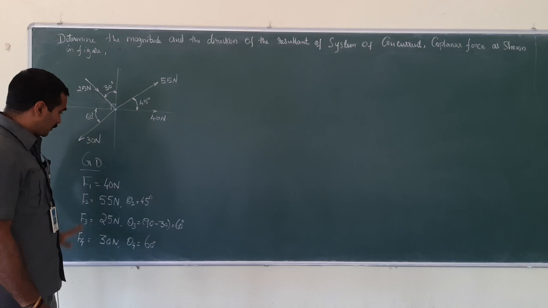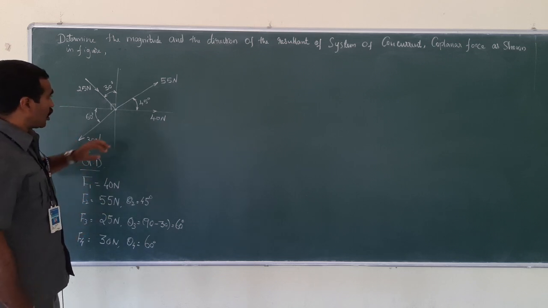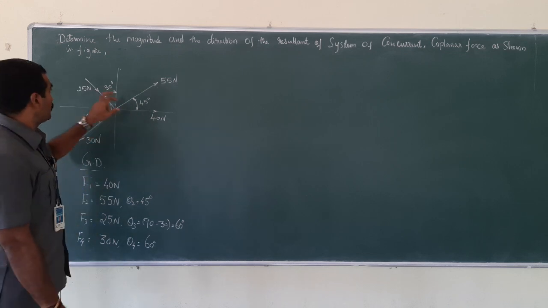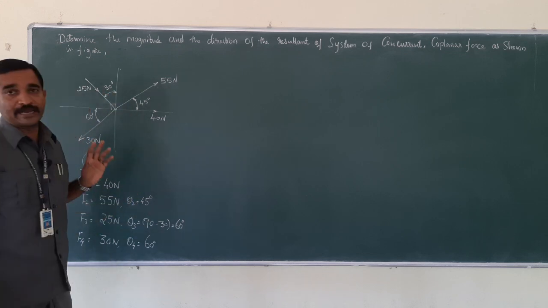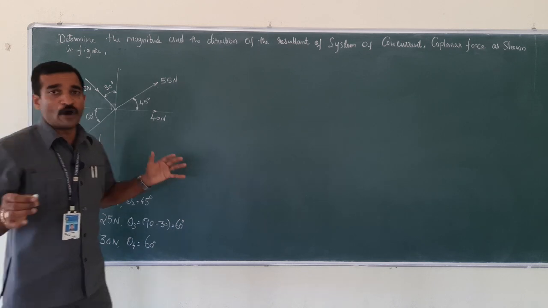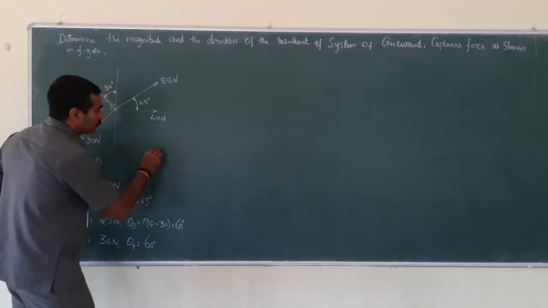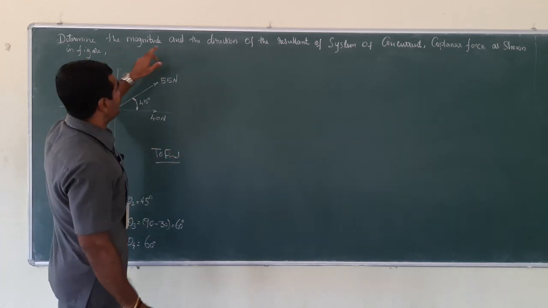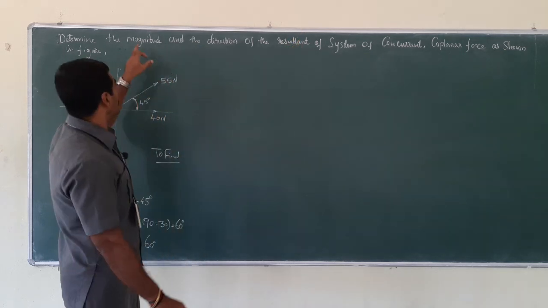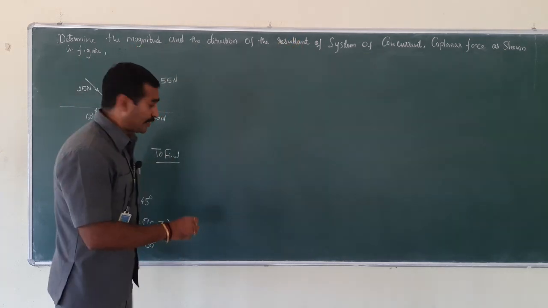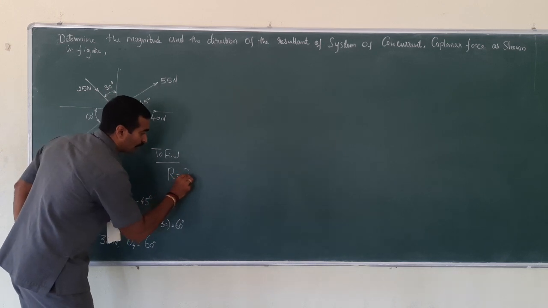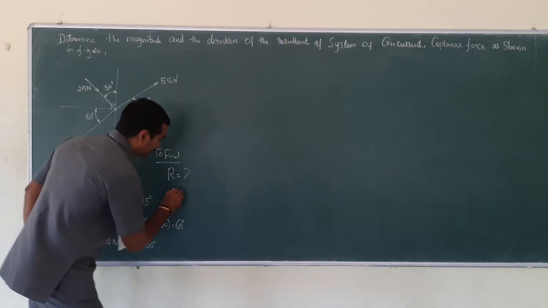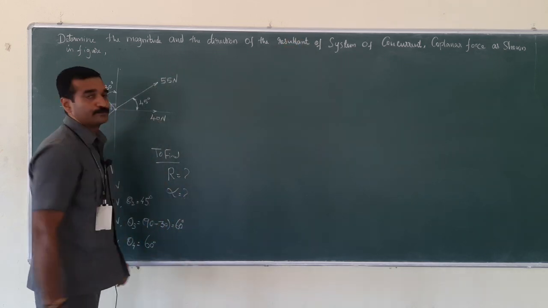Got it? Is anything missed out here? How many data are there? 1, 2, 3, 4 forces are there which I have captured here. 1, 2, 3 inclinations are there which I have captured. What needs to be found? To find, it says determine the magnitude and direction of the resultant. That means the magnitude of the resultant, which is R. R is equal to what? Next, the direction of the resultant, which is nothing but alpha is equal to what?